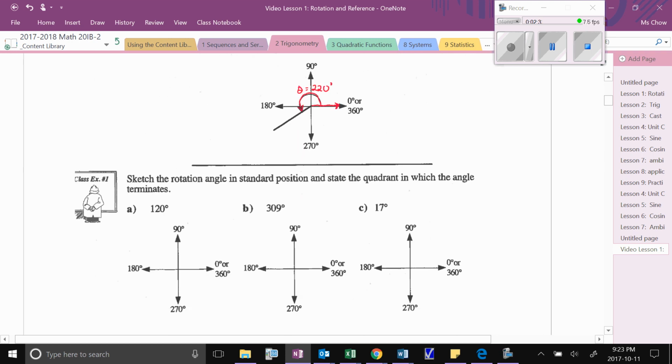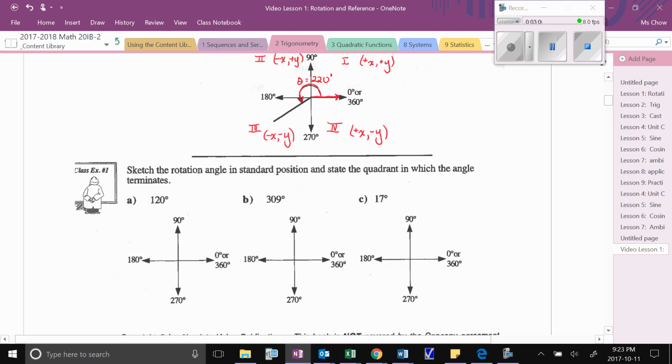So if we take a look, it says sketch the rotation angle in standard position and state the quadrant in which the angle terminates. Of course, let's just review. Quadrant 1 is going to be positive x and positive y. Quadrant 2 is going to be negative x, positive y. Quadrant 3 is going to have negative x and negative y, and quadrant 4 will have positive x and negative y.